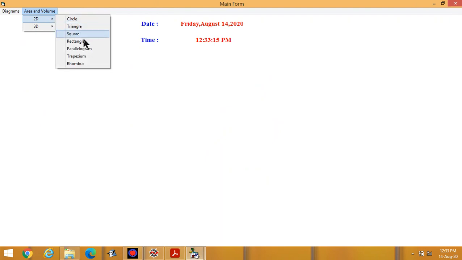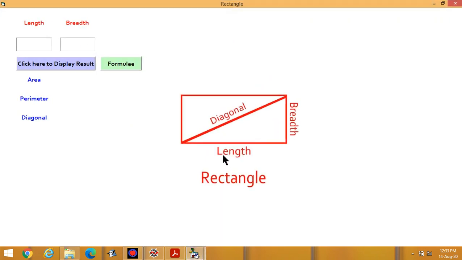Similarly, if I am talking in terms of a rectangle, there are two sides, length and breadth, and both sides are different, and the diagonal. Suppose I write the first value as 12 and second as 7, click to display the result. Area is 12 multiplied by 7 and perimeter is 2 into L plus B. Then diagonal is square root of L square plus B square. It's the calculation of the diagonal of a rectangle. You can calculate that also.